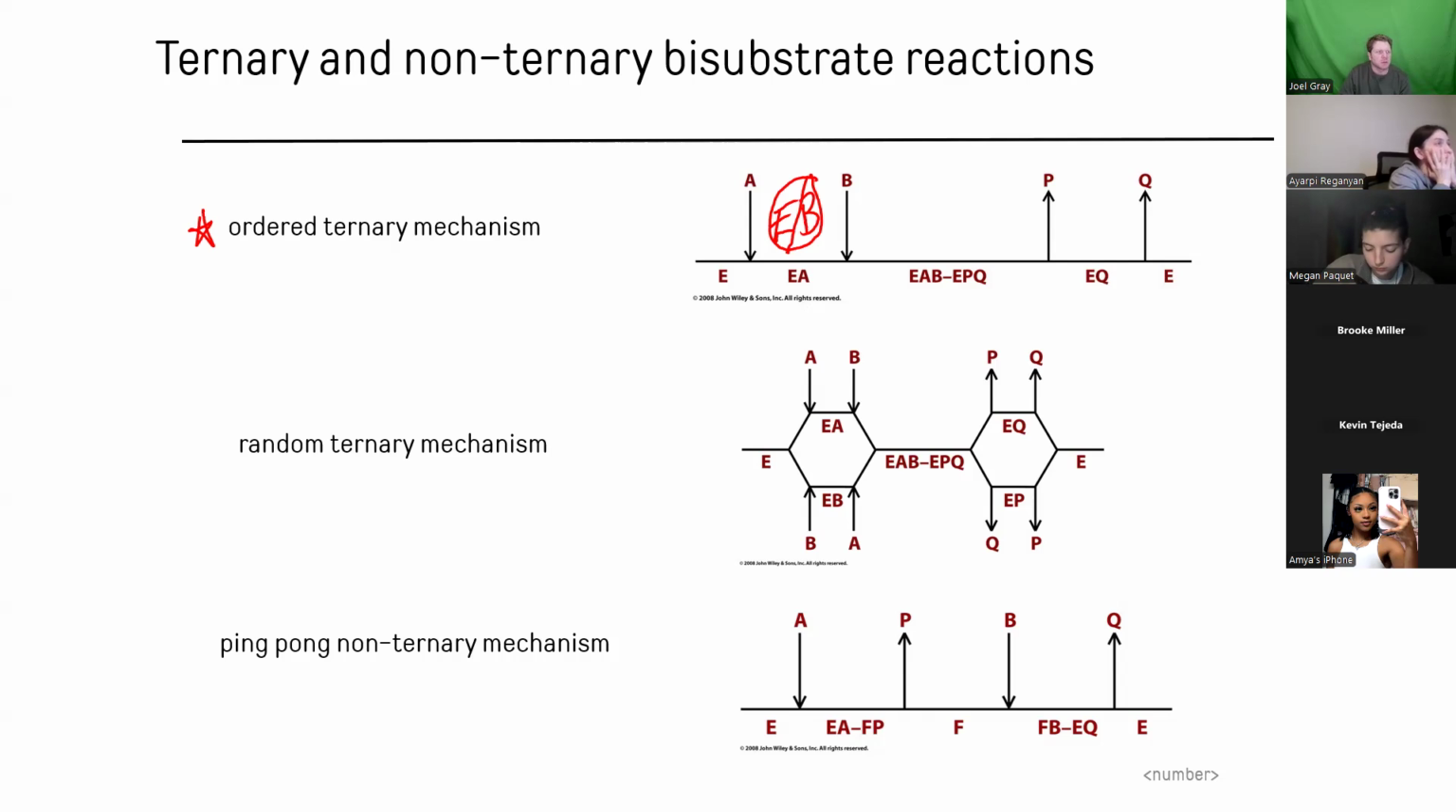Last but not least, which is kind of our most fun, but I think it's kind of tough to wrap your mind around, is our ping pong or our ternary mechanism. And I want to give you guys another kind of model of what that looks like.